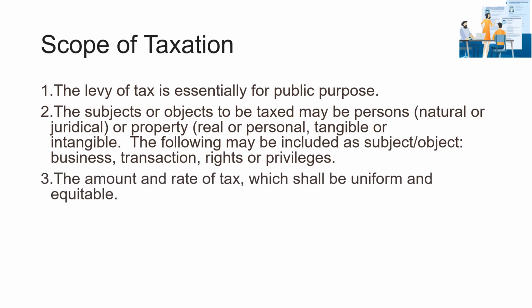Next, the amount and tax rate which shall be uniform and equitable. If you would check why it's uniform, it's uniform because everybody would be able to earn this particular amount, so it becomes now equitable. So kasi nga 'di ba, mas itinatax yung mas maraming pera kaysa dun sa mas konti lang yung na-earn. Uniform kasi for every transaction, right and privileges that is being exercised, there is usually only one rate.